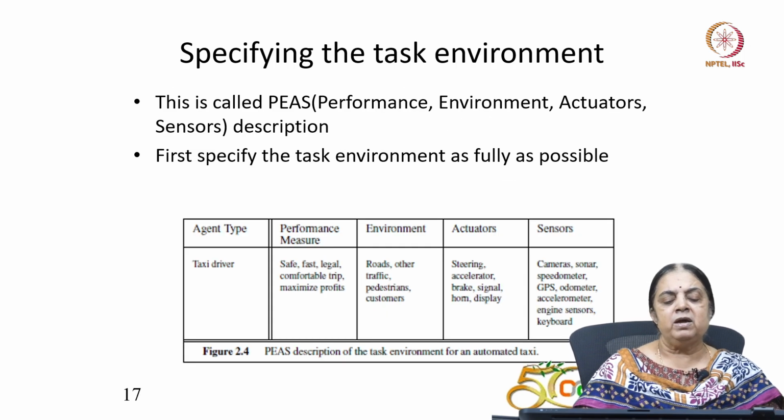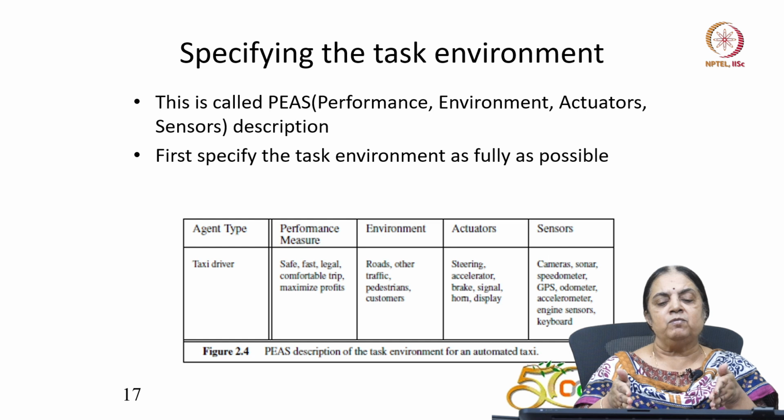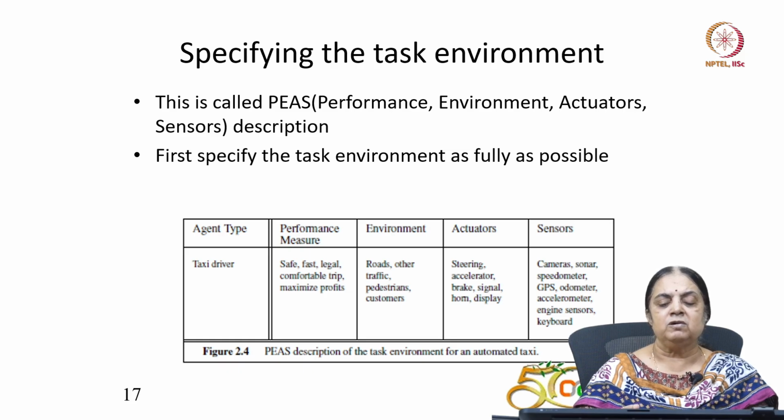So now when we have a task which needs to be performed, it depends on all these factors. One is the performance measure. So what is the performance measure that is being used? What is the type of environment that you have? The actuators and the sensors, right? Actuator is the output. What is the output that you expect? And sensors are the input.